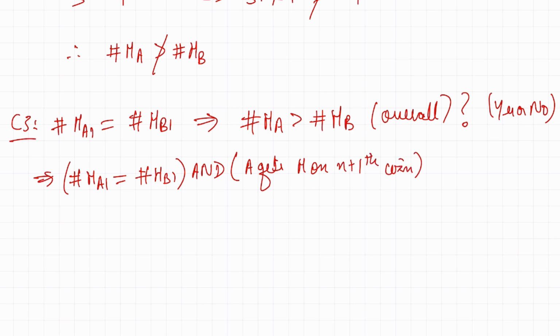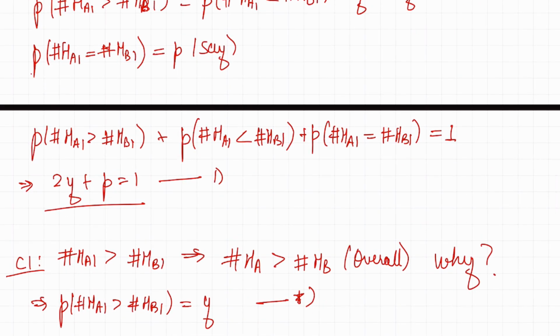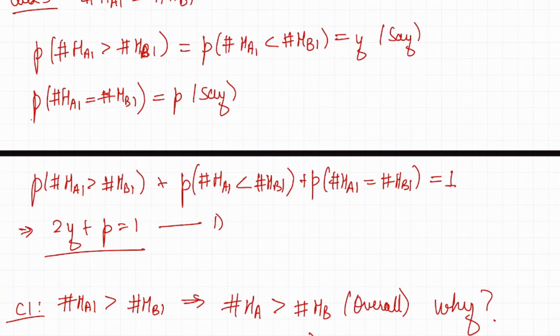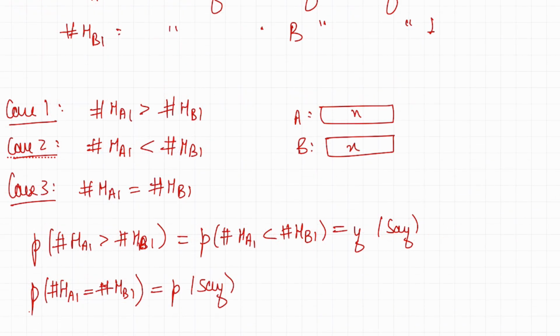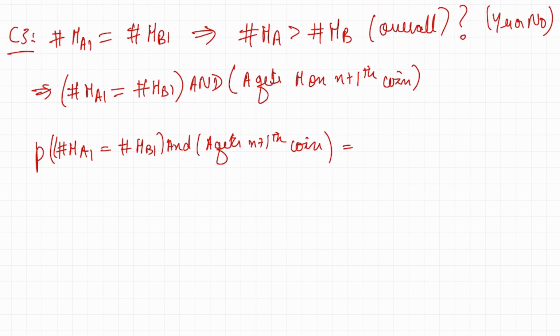Okay, so let's compute the probability of this. The probability of this event is actually the probability of A and B getting both equal number of heads in the first segment, and that we already mentioned as P here. So we'll go back here. We know this answer. It's P times the probability that A gets heads on the n+1th coin, which is actually half.